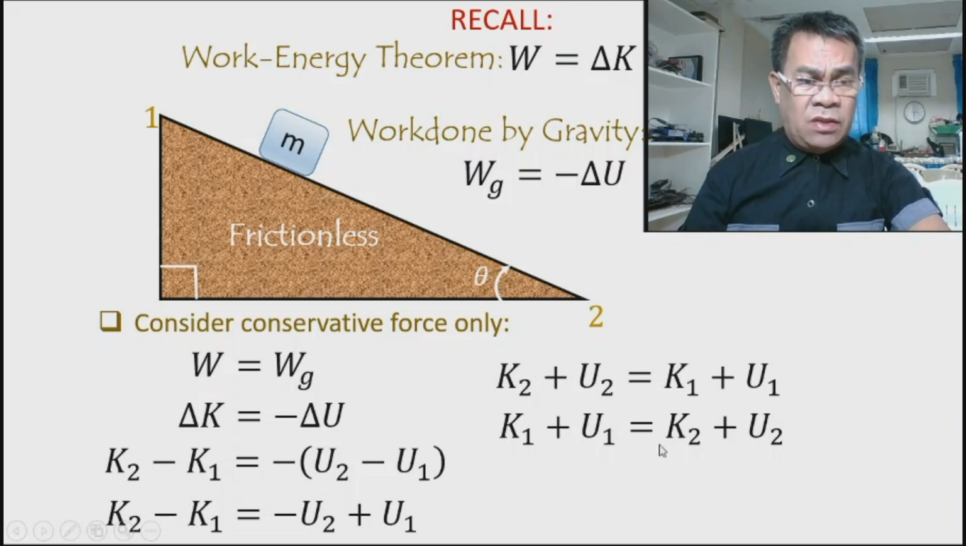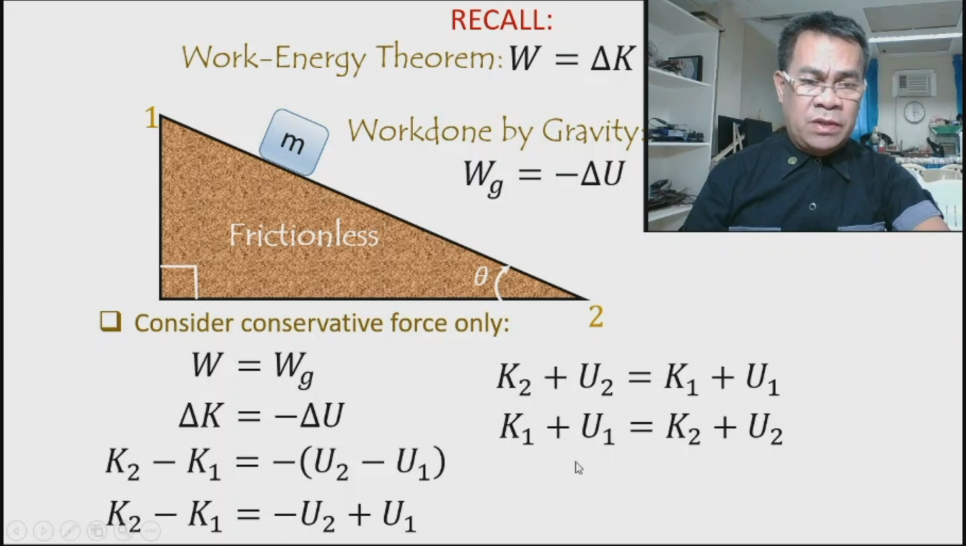Then it is equal to the kinetic energy final, K2, plus the gravitational potential energy final. So take note, the meaning of K1 and U1 is the total energy at point 1. And the meaning of K2 plus U2 is the total energy at point 2, the final point. So when we say K1 plus U1, it is E, the total energy. So E stands for the total energy at that point.